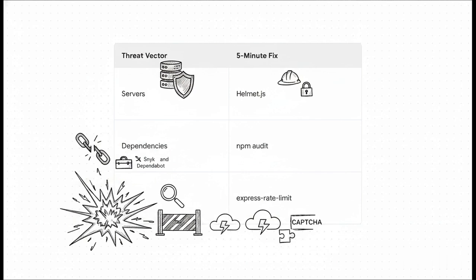For your supply chain, just run npm audit, use tools like Snyk or Dependabot, and only install the packages you actually need. And hey, don't think you're too small for a DOS attack. Even tiny MVPs get targeted. You can neutralize volumetric attacks quickly by using express rate limit on your auth routes, throwing a Cloudflare CDN in front of your app, and adding a simple CAPTCHA to public forms.